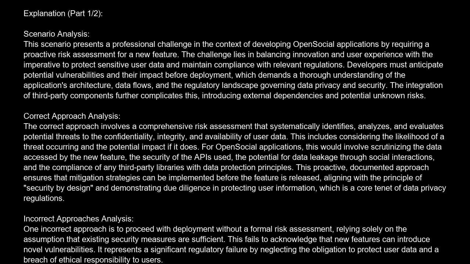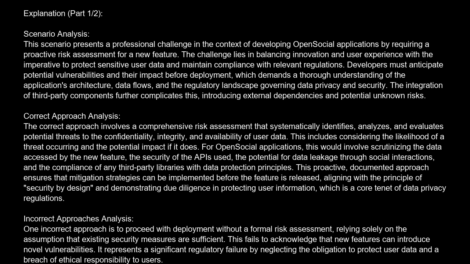Explanation. Scenario analysis. This scenario presents a professional challenge in the context of developing open social applications by requiring a proactive risk assessment for a new feature. The challenge lies in balancing innovation and user experience with the imperative to protect sensitive user data and maintain compliance with relevant regulations. Developers must anticipate potential vulnerabilities and their impact before deployment, which demands a thorough understanding of the application's architecture, data flows, and the regulatory landscape governing data privacy and security. The integration of third-party components further complicates this, introducing external dependencies and potential unknown risks.